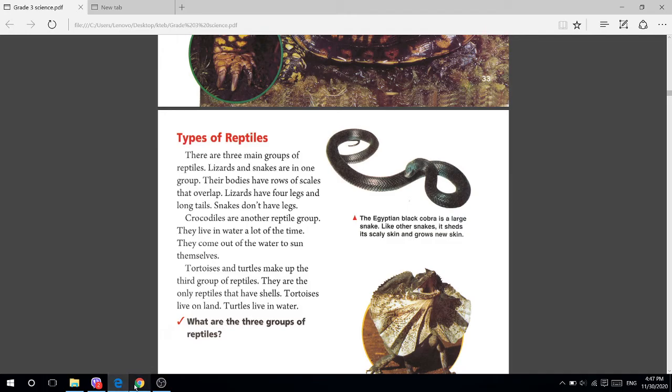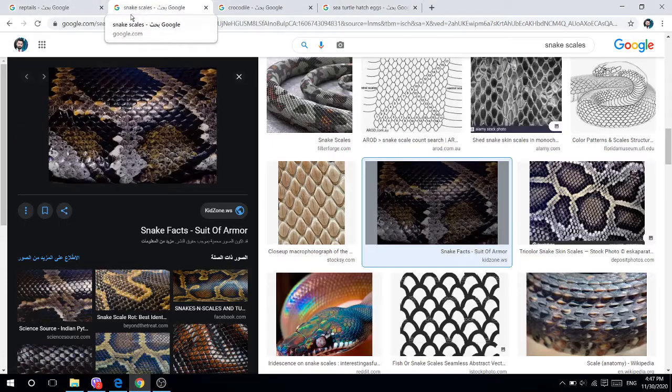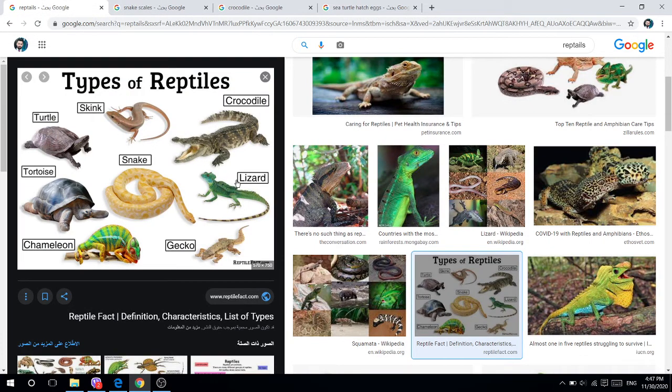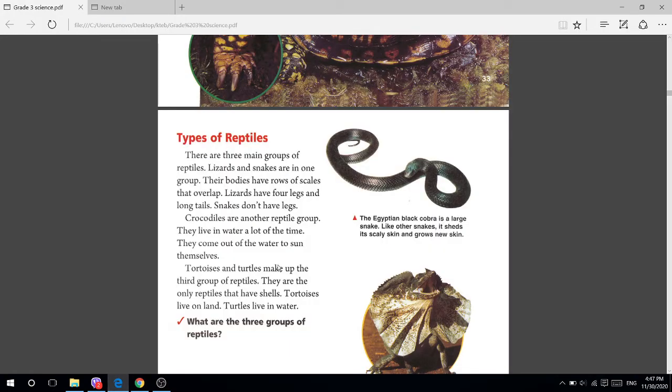Look, I show you in this picture. They have scales. Lizards and snakes are in one group of the reptiles. Okay, students, do you understand? Lizards and snakes have scales that protect themselves. Lizards and snakes are in one group, their bodies have rows of scales that overlap. Lizards have four legs.